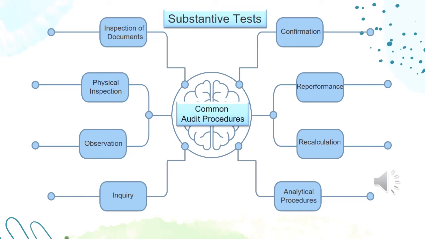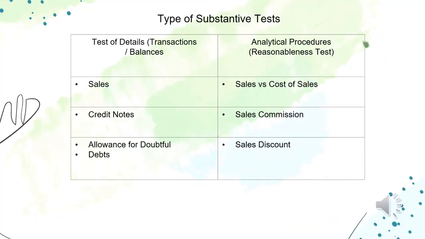There are 8 common audit procedures under substantive tests, such as inspection of documents, physical inspection, observation, inquiry, confirmation, reperformance, recalculation, and analytical procedure. There are three types of substantive tests, such as test of detailed transaction, test of detailed balance, and analytical procedure. Test of detailed transaction is a test for error or fraud in individual transaction. Substantive tests of transaction emphasize the verification of transaction record in journals and then posted in the general ledger.